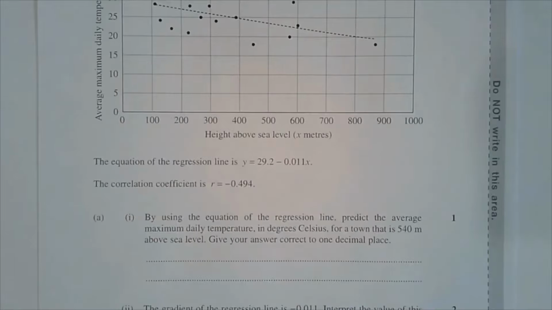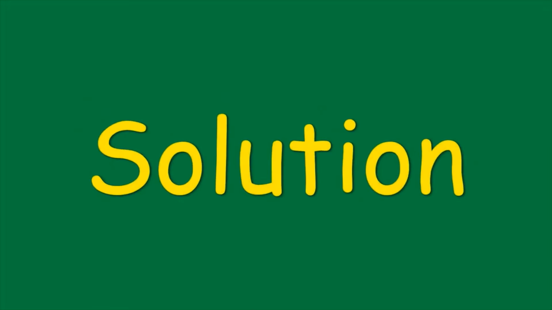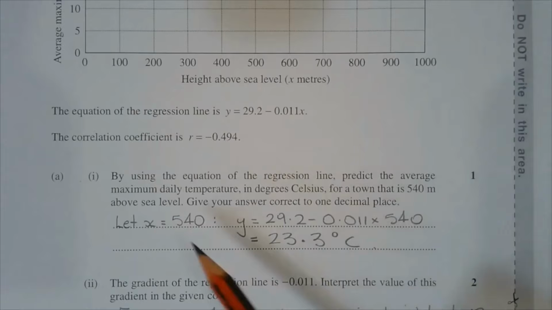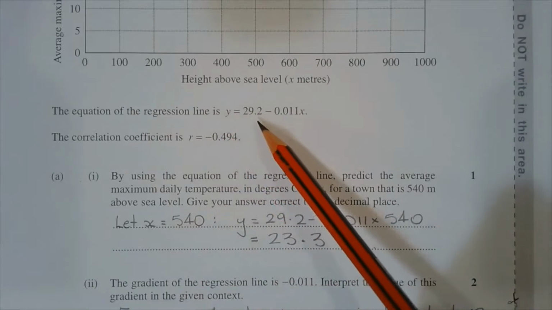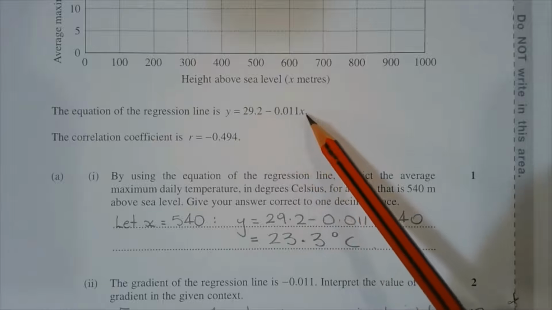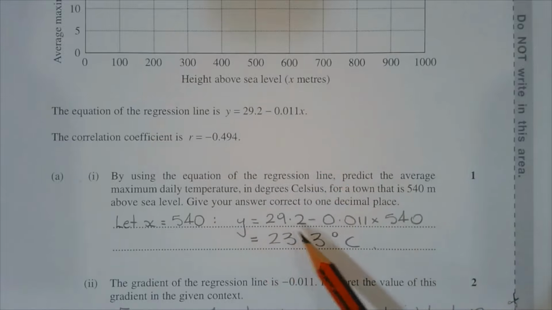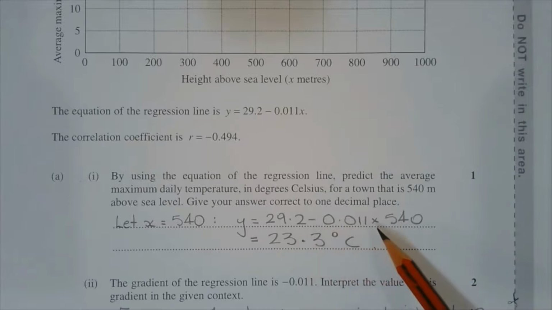Part A, I. By using the equation of the regression line, predict the average maximum daily temperature in degrees Celsius for a town that is 540 meters above sea level. Give your answer correct to 1 decimal place. Substituting x equals 540 into the equation of the regression line, y equals 29.2 minus 0.011 multiplied by x, y is equal to 29.2 minus 0.011 multiplied by 540, and that equals 23.3 degrees Celsius, correct to 1 decimal place.